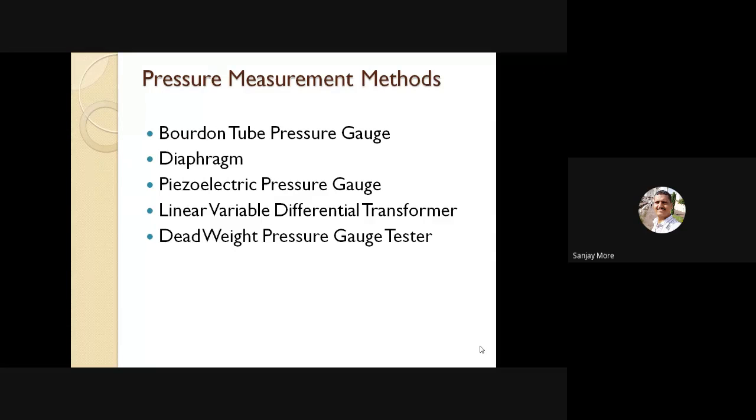Good morning to all. Due to a college electricity problem, there was a delay of 10 minutes in starting the lecture.